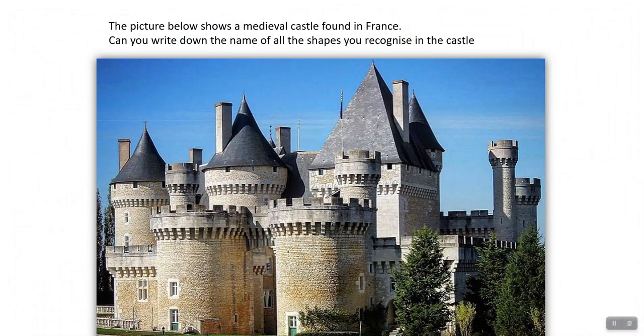So let's make an exercise. As you can see below, there's a picture of a castle in France, a medieval castle, very old. As you can see, there are many shapes which have been put together to form an interesting design of a building. So let's play with the picture and try to find out the different shapes we can see in the picture. So observe and make a list of the shapes you can recognize in the picture.